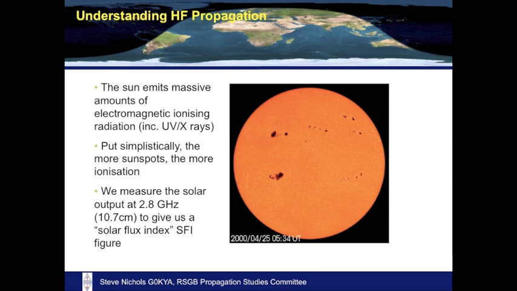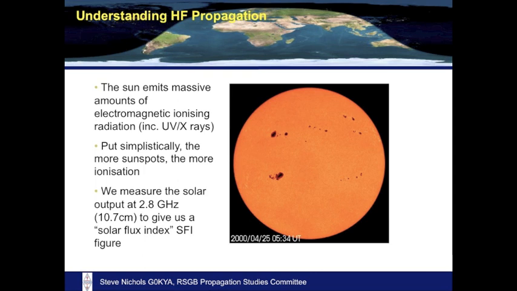Now the Sun, which is our nearest star, is a massive ball of hydrogen that's going through a process of nuclear fusion to turn it into helium, and in doing so it emits a massive amount of energy. We're particularly interested in the electromagnetic ionizing radiation that comes off from the Sun. That's the ultraviolet and soft X-rays. Now, put simplistically, the more sunspots there are on the Sun, the more ionization we get on Earth, or the more sunspots there are, the greater the ultraviolet output from the Sun, which then causes ionization here on Earth. Now, how do we measure this?